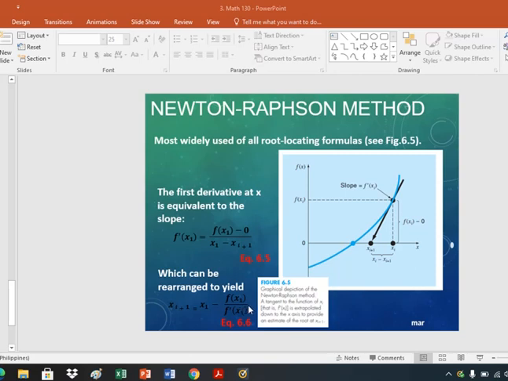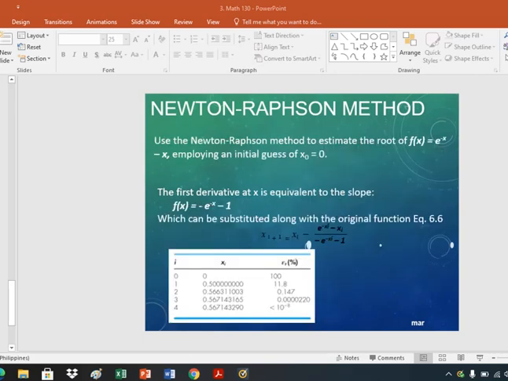So x initial plus 1 is equal to x of i minus f of x i divided by f prime of x i. Okay, so let's transfer that to the other side. So this is the formula for the Newton-Raphson formula. So we have here an example.